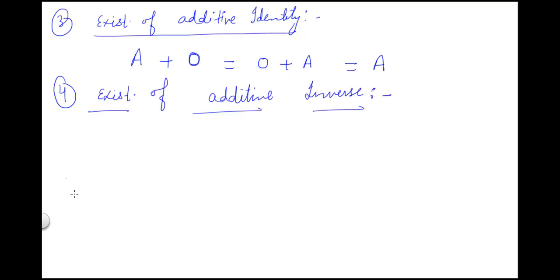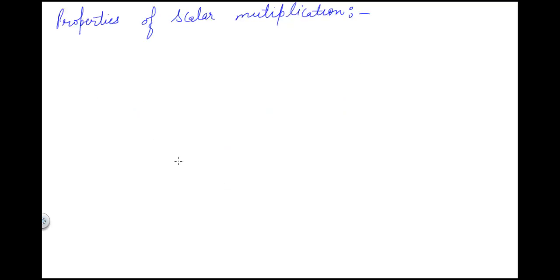Okay, now the fourth property is existence of additive inverse. According to this, if we have a matrix A, okay, the negative of the matrix will be minus of A. If we are going to add these two matrices, we get the answer as a 0 matrix. That means minus A is the additive inverse of A or negative of A. Clear? Now let us learn some properties of scalar multiplication.